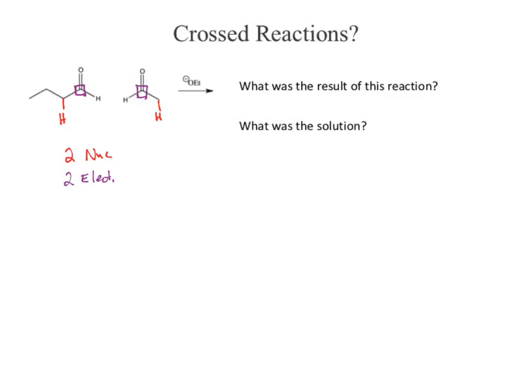How did we fix that? What was our solution to that? Make the base the same as what? The base the same as our leaving group. What's our leaving group? When were we talking about leaving groups? With the Claisen reaction. We're not looking at a Claisen here. This is an aldol. There is no leaving group.